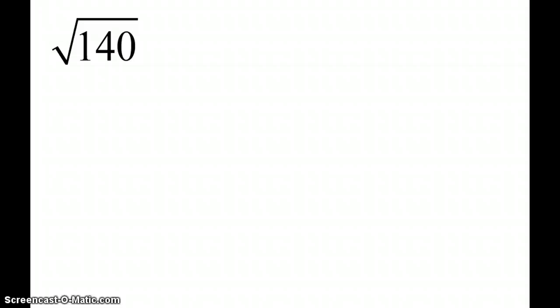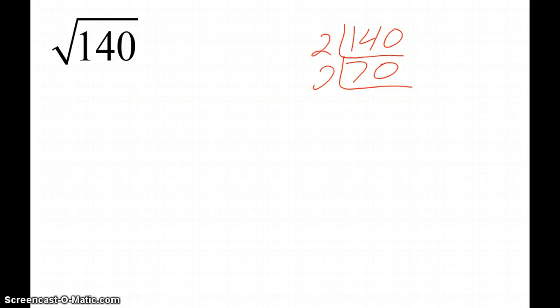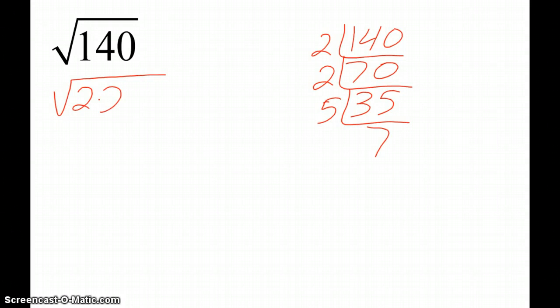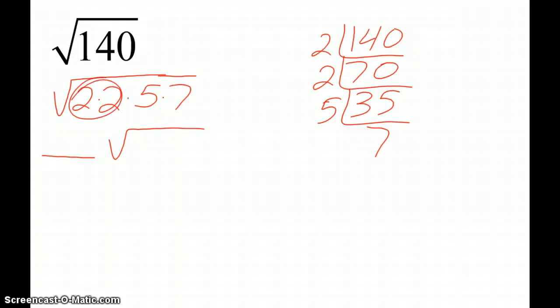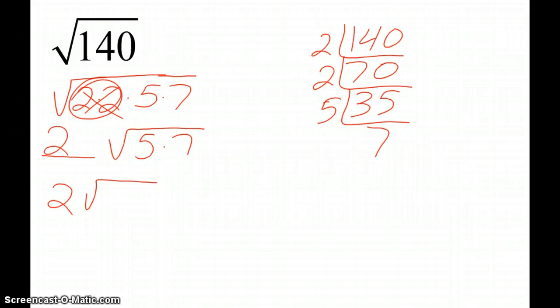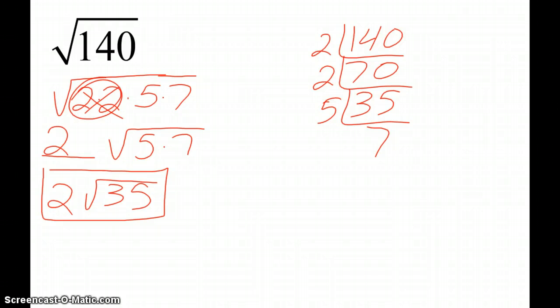140. Again, factor tree. 140, 2, 70, 2, 35, 5, and 7. So I'm looking for the square root of 2 times 2 times 5 times 7. I need 2 to get 1 out. 2 2's, take 1 out. I have the 5 and the 7 left over, so it is 2 times the square root of 35 for my answer.